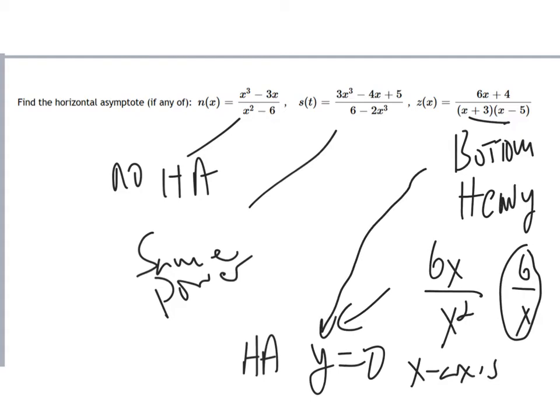Same power, you take the coefficients of the leading terms, and if it's top heavy, there's no HA. Actually, there's a slant asymptote. We can talk about how to figure that out in a minute, if we need to. I don't know if we need to go there.